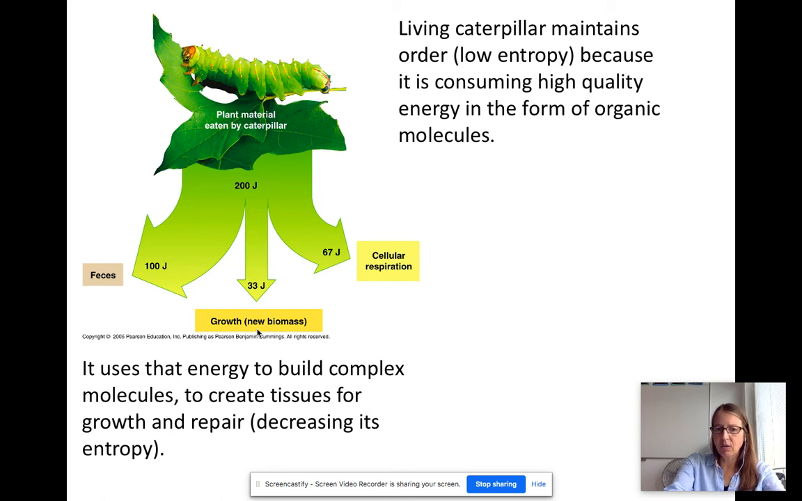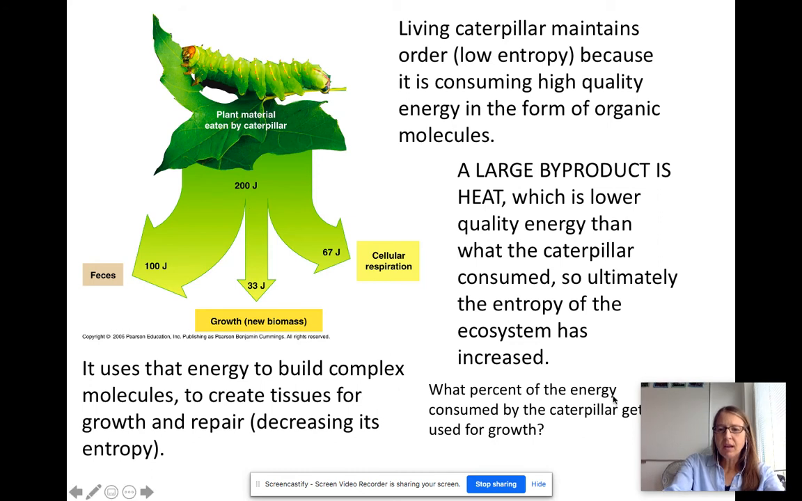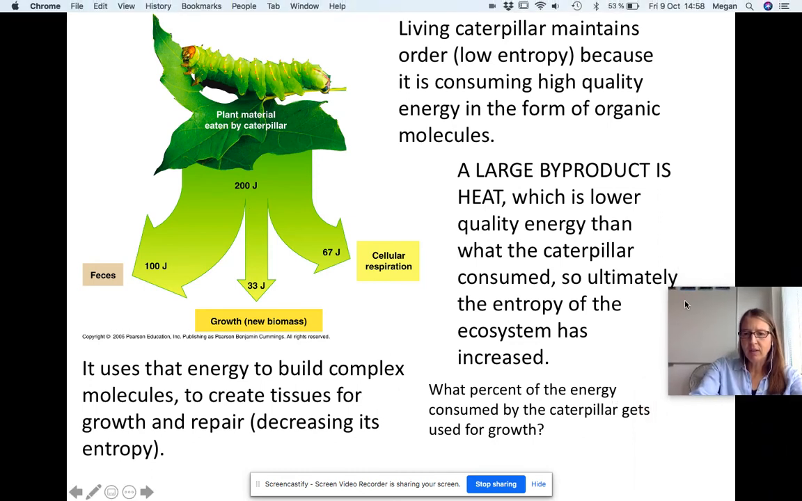Again, more decreasing of entropy. And all of that's lost as heat. Heat's lower quality energy. Caterpillars or organisms can't use heat to drive cellular work, so it's actually kind of lost to the ecosystem. But something that I want you to think about is the efficiency of the energy transfer for this caterpillar.